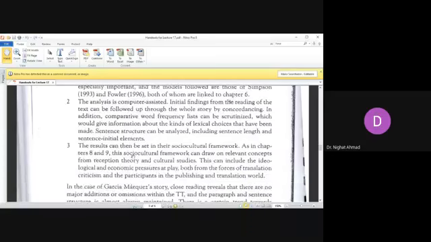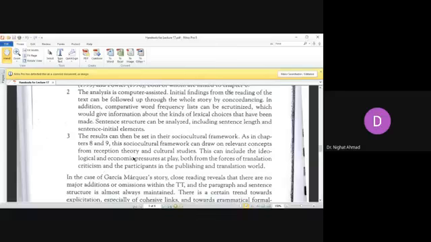The results then can be set in the socio-cultural framework, as we discussed earlier in chapters 8 and 9. The socio-cultural framework can draw on relevant concepts of reception theory and cultural studies, and they include the ideological and economic pressures from both sources. So you can further analyze this through a theory or socio-cultural framework, on relevant concepts, reception theory, cultural studies, and this will also include the ideological and economic pressures at play, from the forces of translation, criticism, and participants.